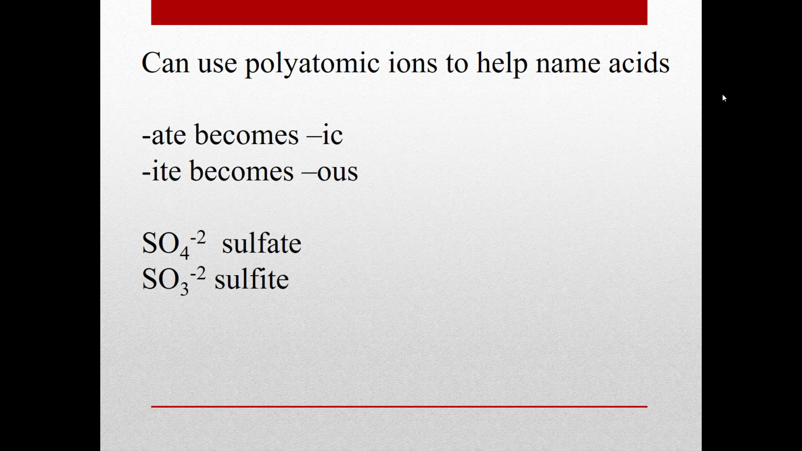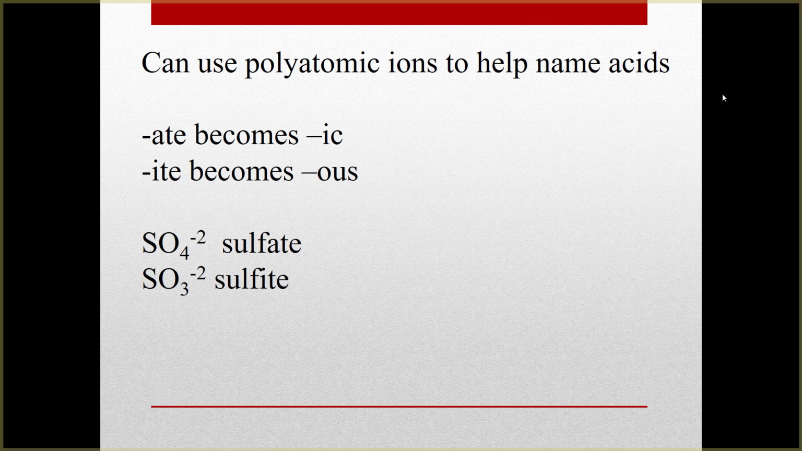And one more way that you can name acids is to look up the polyatomic ion, because there's a polyatomic ion in the acid. And the rule is if the polyatomic ion ends in ate, then the acid becomes an ending in ic. And if the ion ends in ite, then it becomes the acid ending in ous. Let me give you an example of this. So let's look at the polyatomic ion sulfate, so SO4 2-.